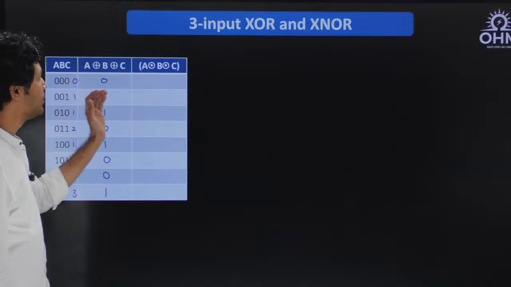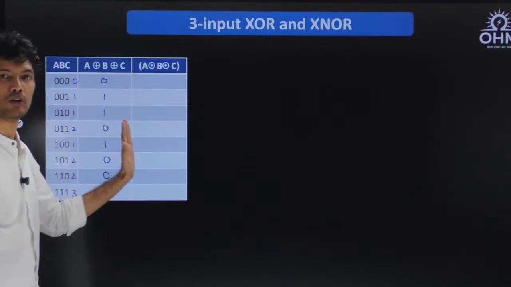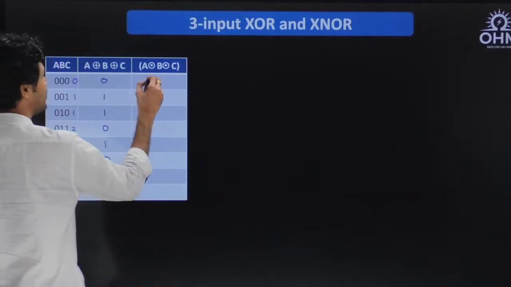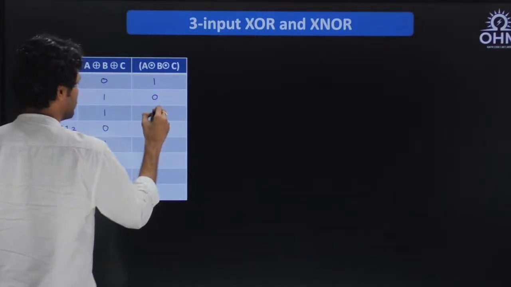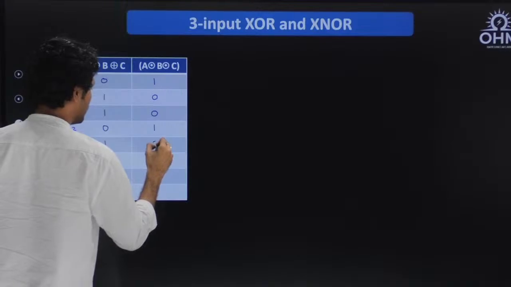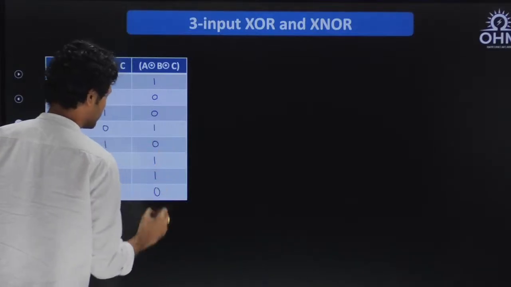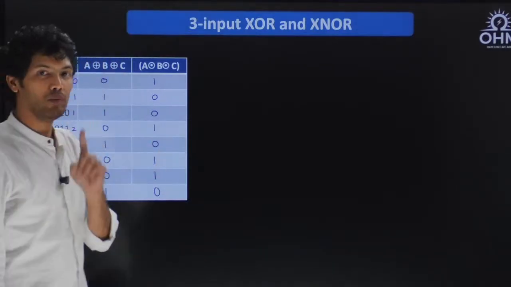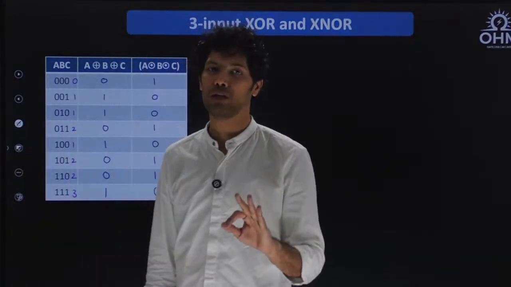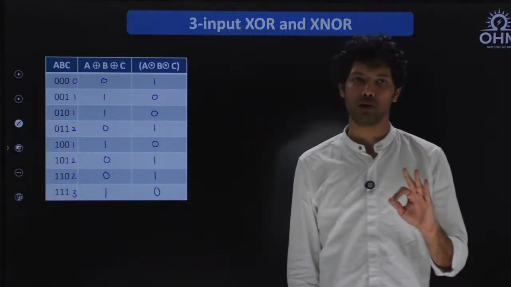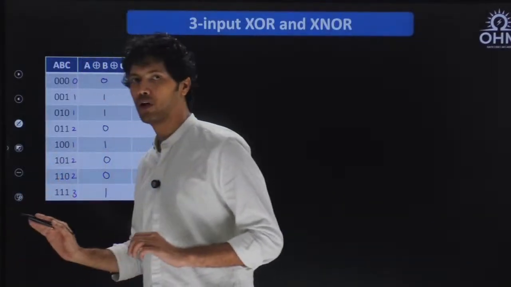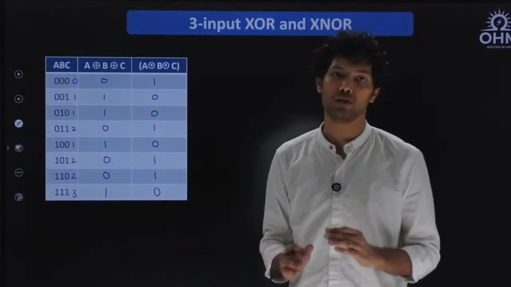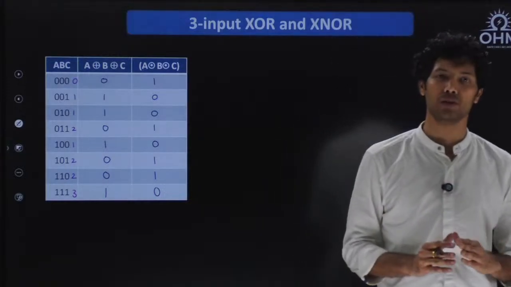And what about the 3-input XNOR gate? It is simply the complement of the 3-input XOR. So simply complement it. What do you get? 1 0 0 1, and then we have 0 1 1 0. And do remember the 3-input XOR gate in the form of minterms as well as maxterms. It will greatly help you in problem solving in exams because XOR and XNOR are among the most commonly asked questions in exams.